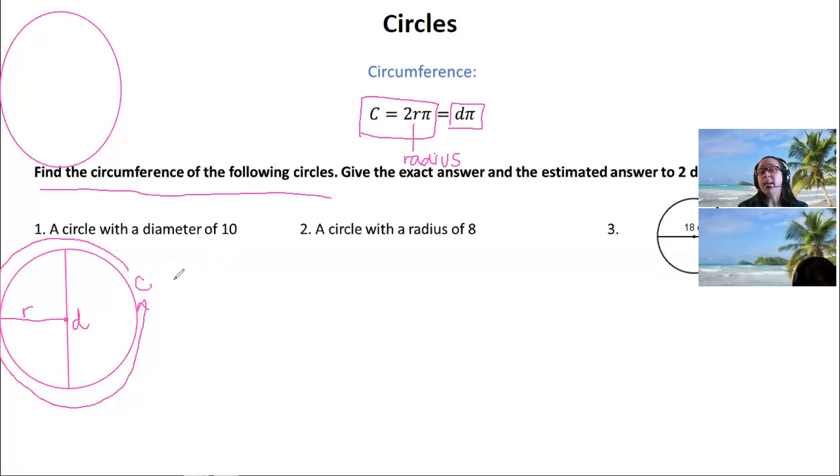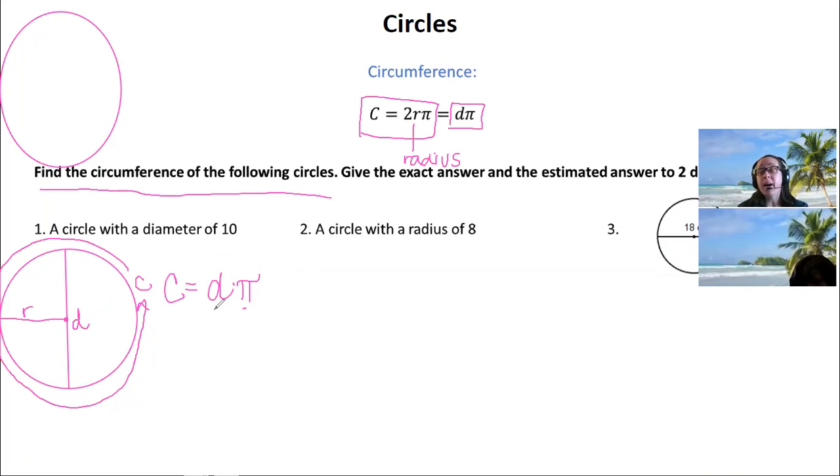So for your exact answer, we would take the formula. I always write the formula first. It really helps because all we're doing is just replacing those variables with the number. So we're not going to replace pi with 3.14.